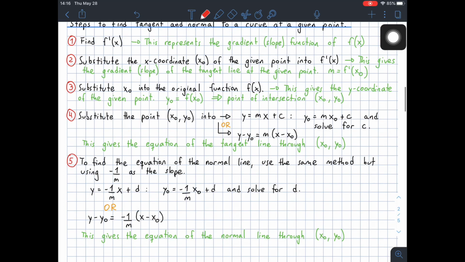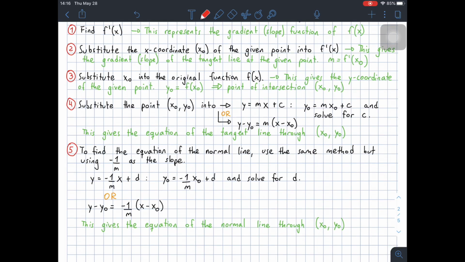So instead of replacing it into the derivative function, we're now replacing it into the original function. Why do we do that? Because that gives the y coordinate of the given point, right? If we replace the value of x into the original function, we're getting the y coordinate of the point. So we already have both the slope of the tangent line and a given point, which is xo, yo, right? Once we have the slope of the function at a given point, I can already find the equation of the line, which is exactly step number 4.